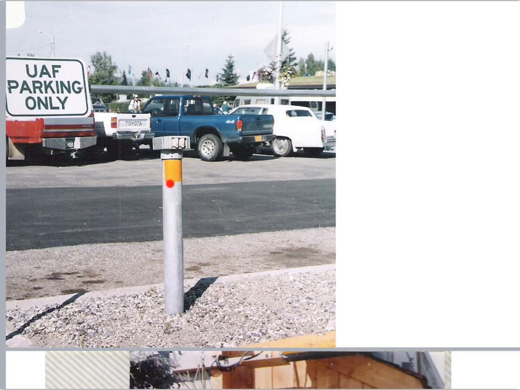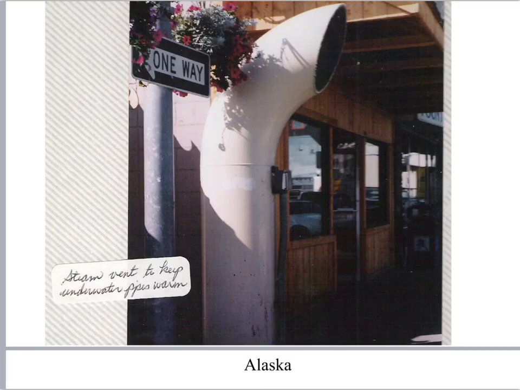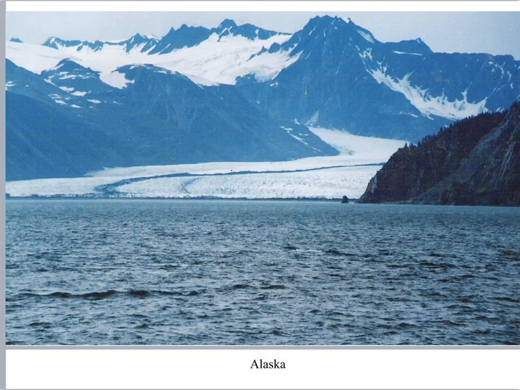This is a parking lot, and you're supposed to plug in your car in the wintertime so it doesn't freeze while you're doing your grocery shopping. This is a steam vent to keep the underwater pipes warm so they don't freeze at night, or during the day for that matter. These climates are well known to have glaciers. So here's a glacier coming down and another glacier coming down and meeting it. A glacier is essentially a river of ice. It moves slowly and it carves out these U-shaped valleys.